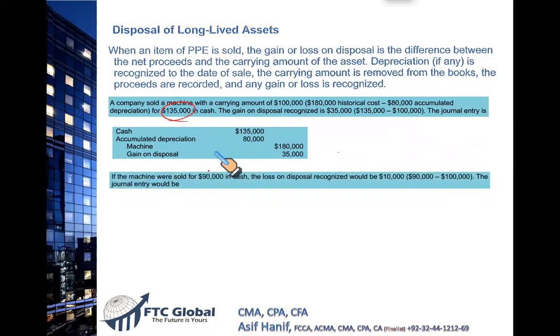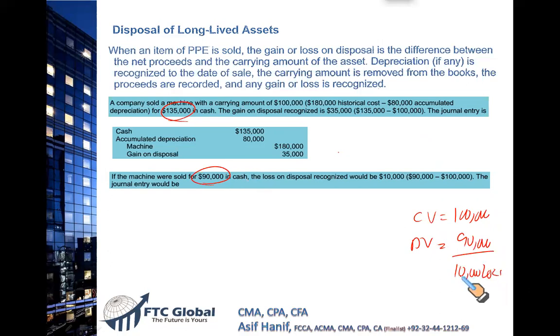Instead of 135, what if the machine was sold for $90,000? Then what? We'll do the same common sense approach. Our carrying value was $100,000 and the disposal value is 90. So clearly there is a $10,000 loss. That's the loss on disposal.